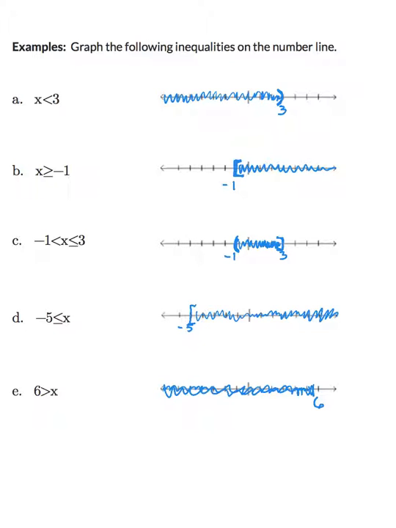And then I want to know what happens at 6. 6 is not included since this is a strict inequality. And so I want a parenthesis.